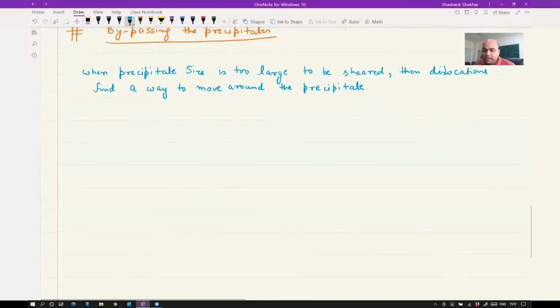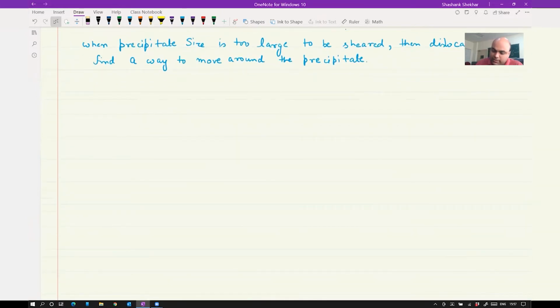Okay. So if the size is very large, the dislocation will find it difficult to cut it because the stress is proportional to root r. So it is going to bypass the precipitate. And how does it do it? So let's see it. Suppose you have two precipitates, something like this. And then you have a dislocation which is moving under the applied stress of tau. Okay, this is your dislocation. Now after some time it is going to come close to the precipitate, and then it has to bypass it, right? Since it cannot cut it, it will bow around the precipitate.